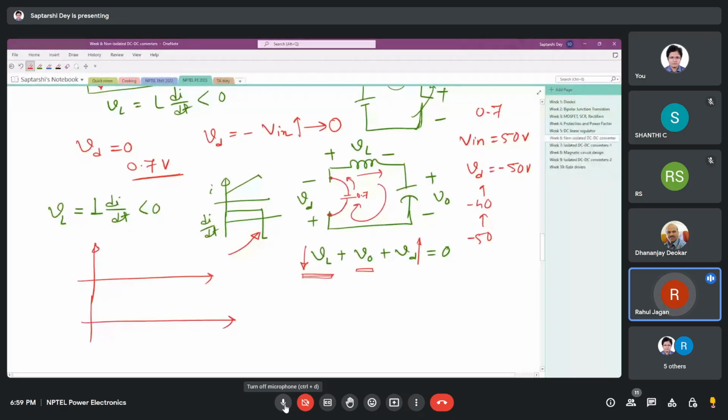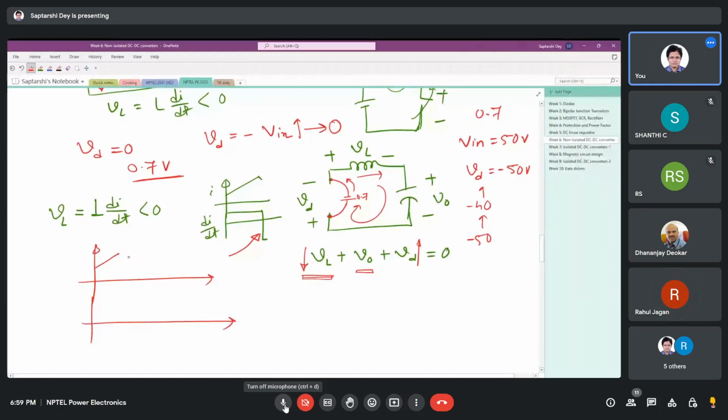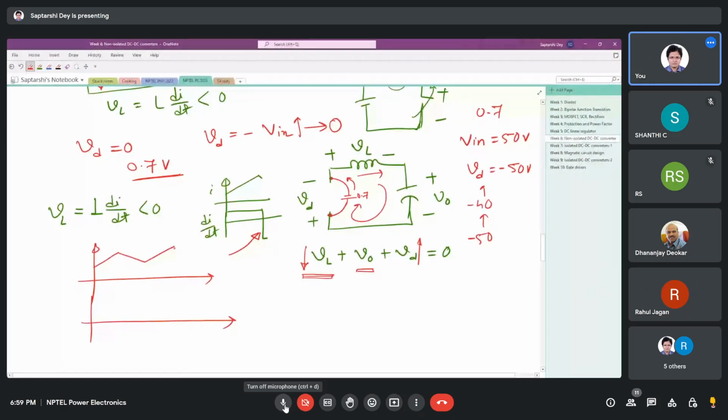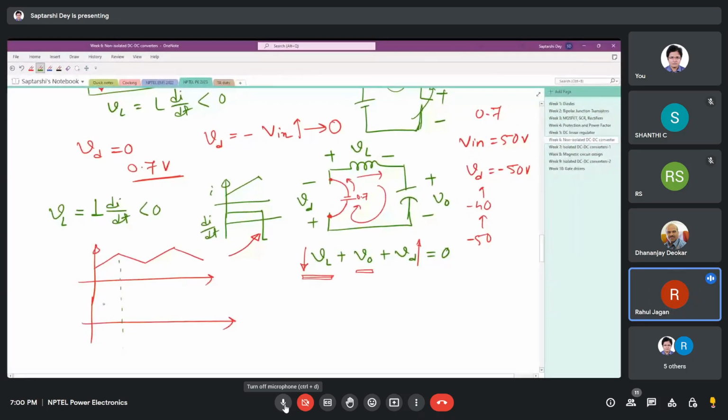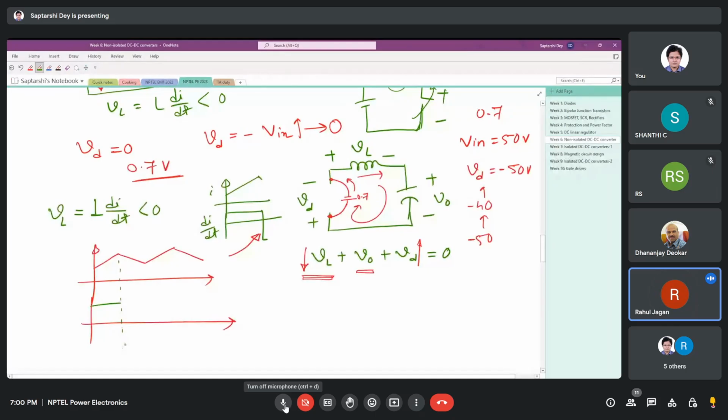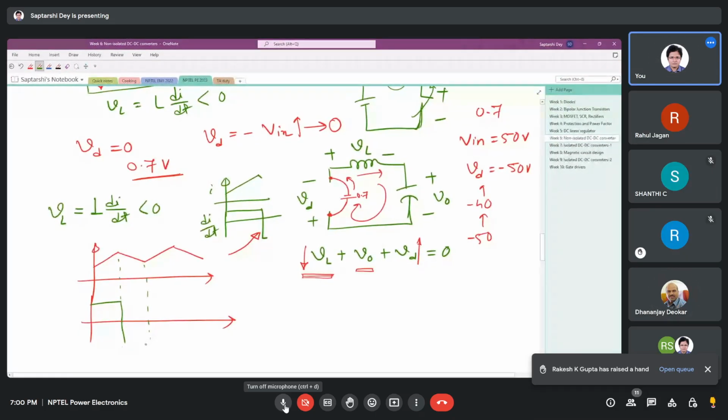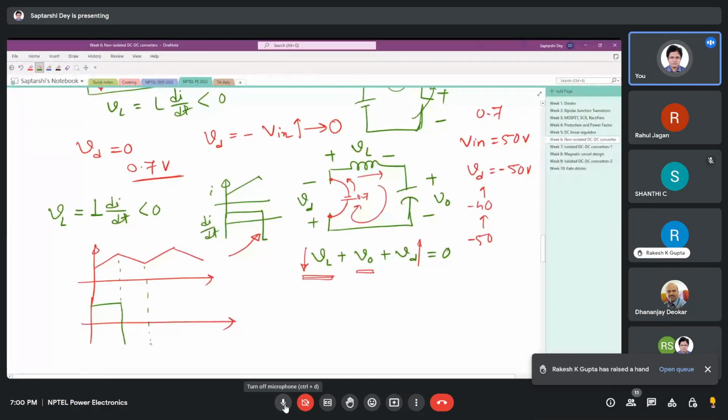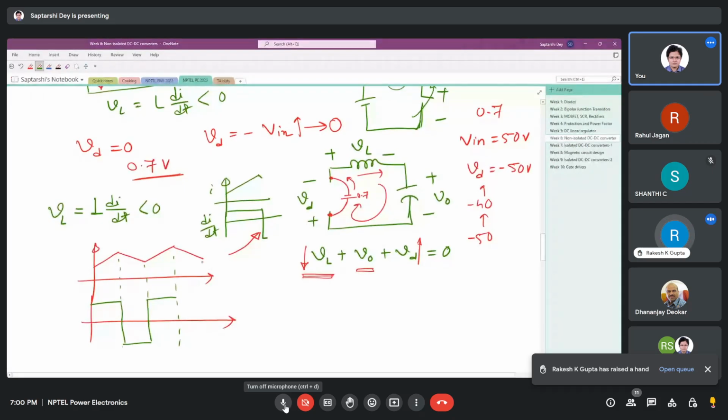So what happens during this is a DC transient circuit. This is a DC circuit. The inductor current is like this. And the inductor voltage is like this. It is simply that if the inductor current is increasing, voltage is positive. If the inductor current is falling, voltage is negative.